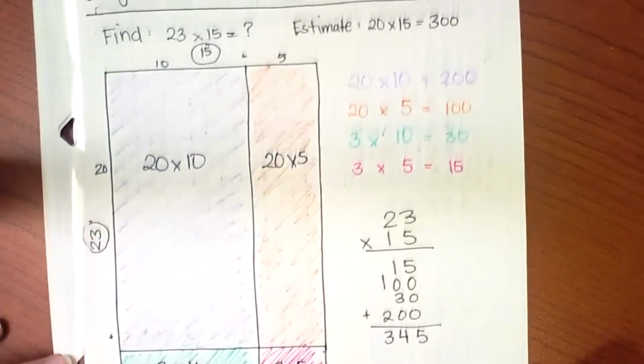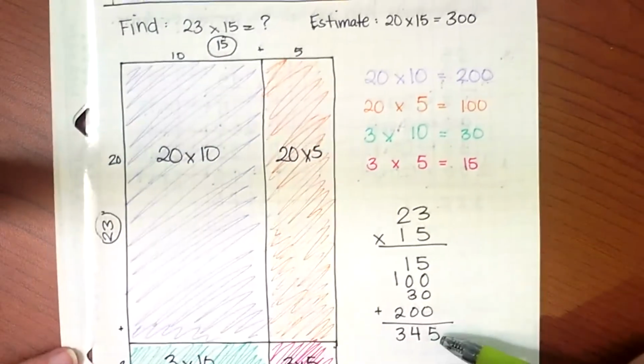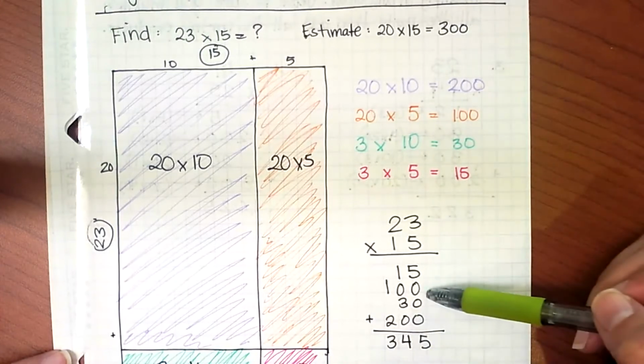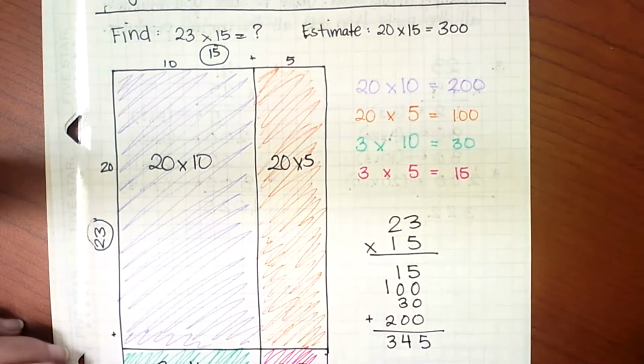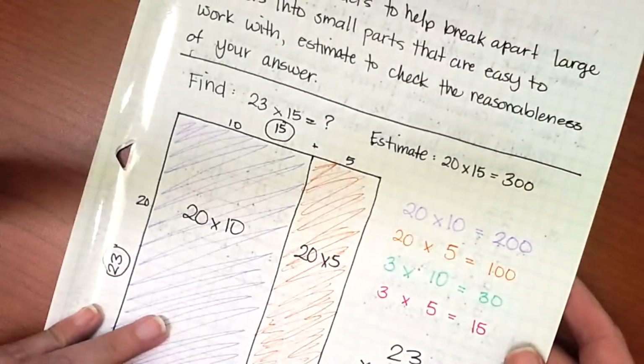Now I want to compare that to my estimate. Is 345 close to 300? Since yes, it is close to 300, I know that my answer here is reasonable. Now let's go ahead and take a look at our guided practice for this section.